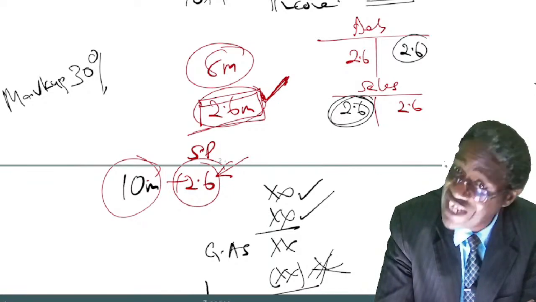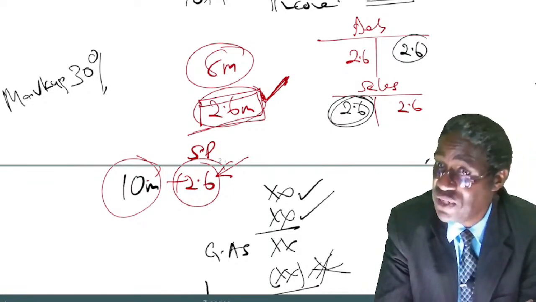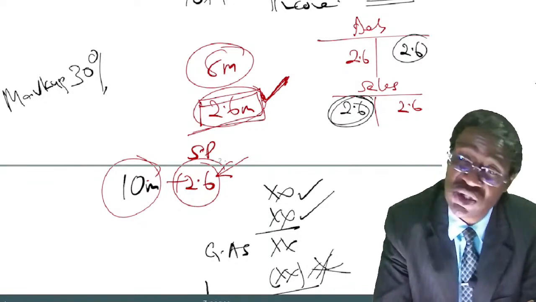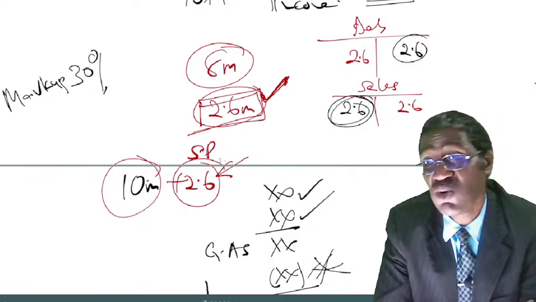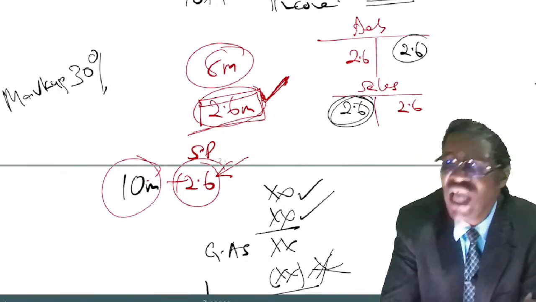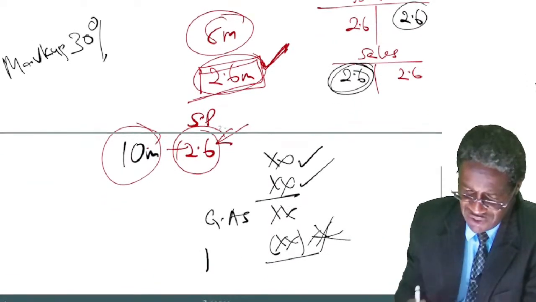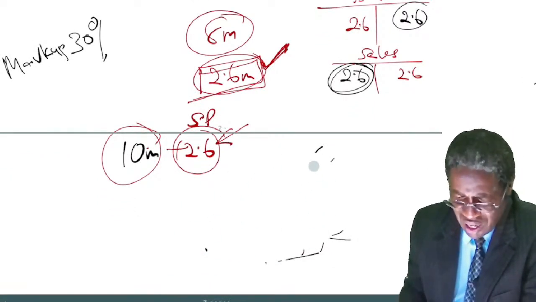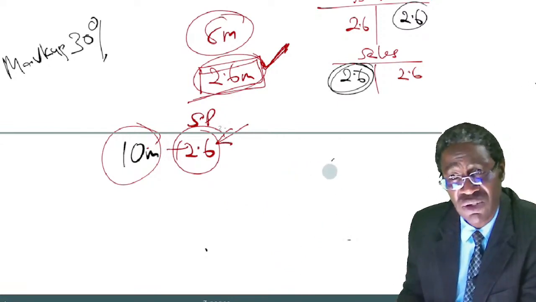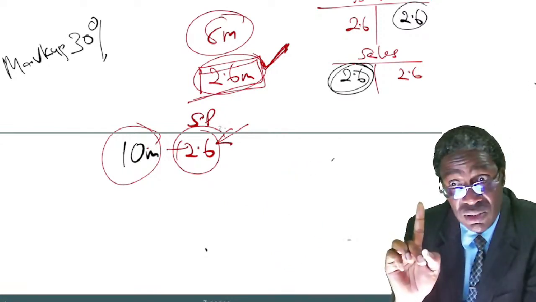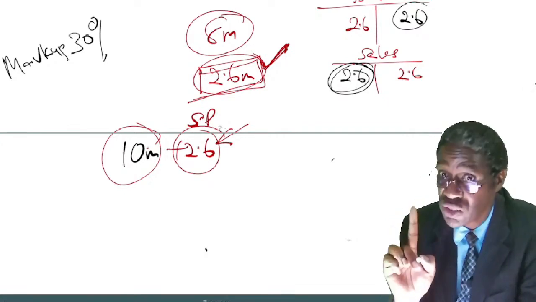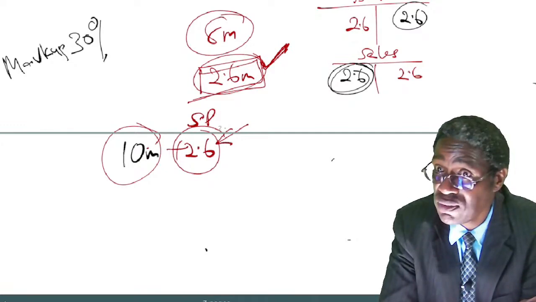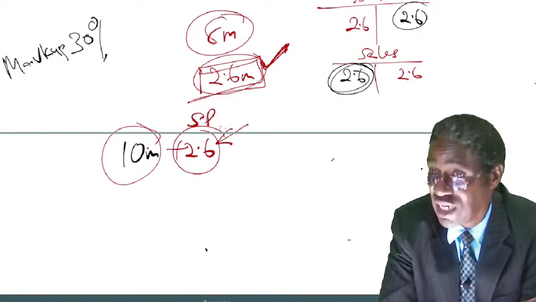Listen, that's why the examiner went further and gave you the markup. Some questions might give you the margin. This one gave you the markup. Why were you given the markup? Listen carefully, so that you use it to ask yourself, how much out of this 2.6 million is the cost? If I'm able to get the cost, then it is that cost that I will add to the 10 million or to whichever closing stock that I'm given.